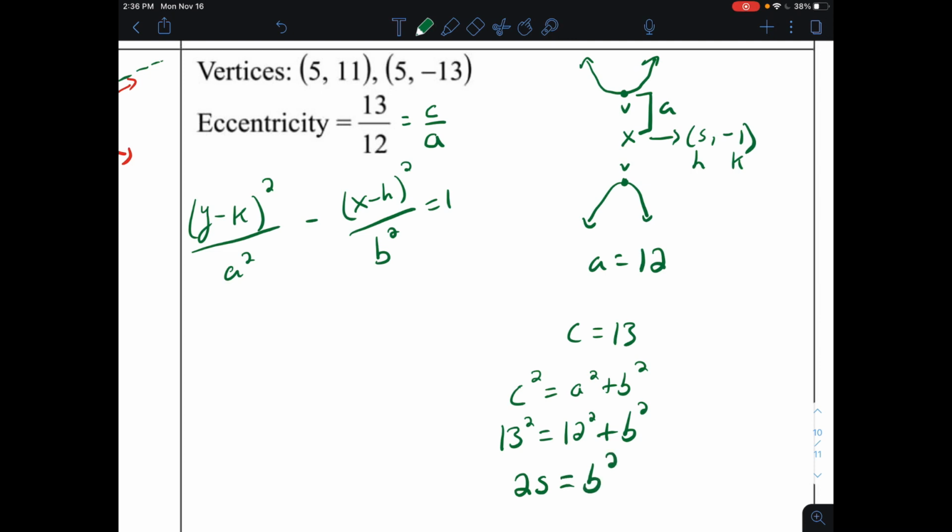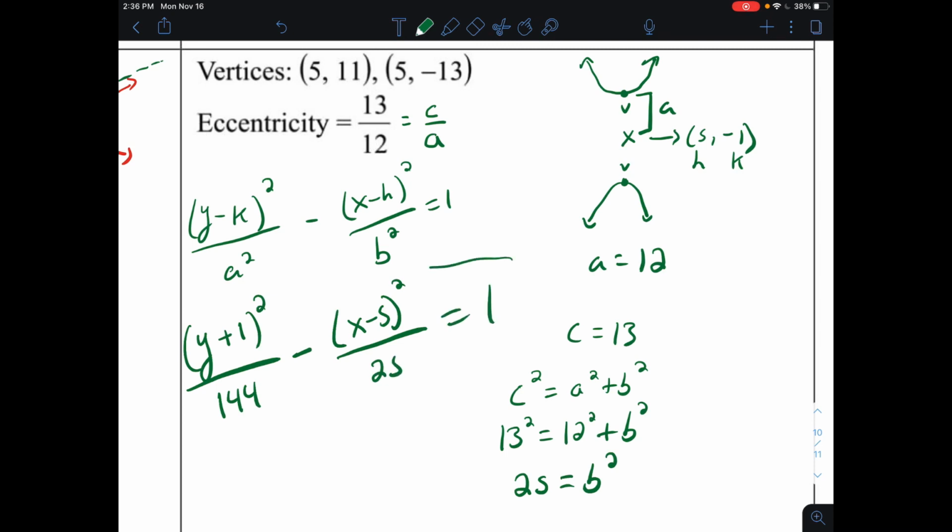Now, I put everything into my equation. So our equation would be y minus k, so y minus negative 1, y plus 1 squared, over a squared, which is 144, minus x minus h, x minus 5 squared, over b squared, which is 25, is equal to 1. There's our hyperbola equation.